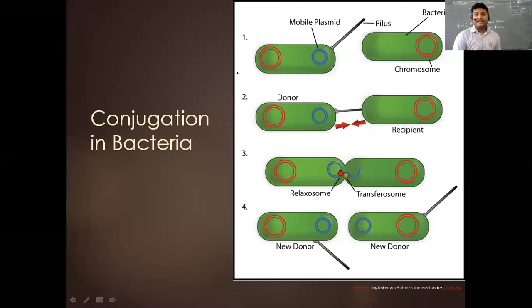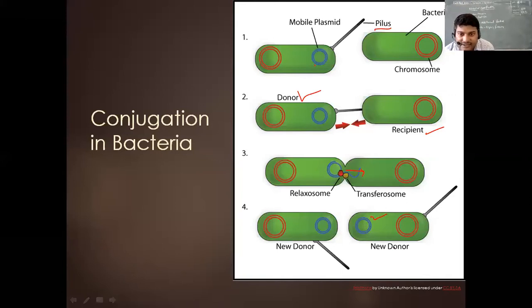So what you see here, you can see in the first step that there is the plasmid, and there is a structure called pilus, the sex pilus, which is going to connect the donor bacteria and the recipient bacteria, and that will allow these two bacteria to transfer the genetic material, that is the plasmid DNA, from the donor to the recipient. And you can see at the end, finally, what is going to happen? Both of these, donor and recipient, which in the beginning, the recipient did not have the plasmid DNA, as you can see.